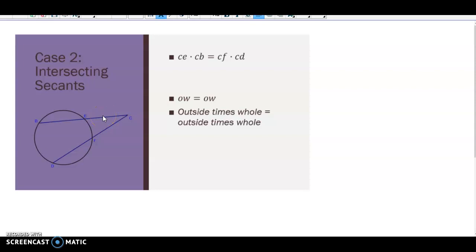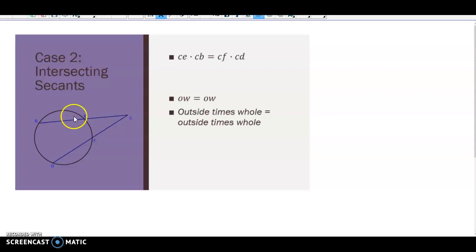A secant has an inside part and an outside part. It's not mathematical for me to tell you that, but you can identify a secant by looking at the fact that you have an inside and an outside, where a chord is only going to have an inside and a tangent is only going to have an outside.